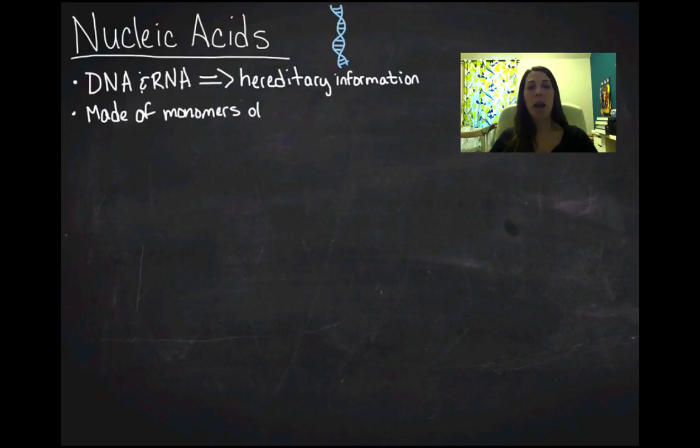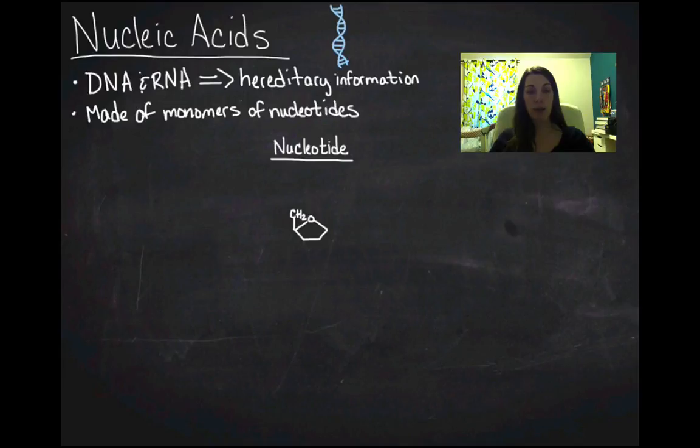And they're made of monomers of nucleotides. All right, so DNA is made up of four nucleotides, adenine, thymine, guanine, and cytosine, and then RNA is made up of A, G, C, and U, and we're going to review that again in a second. So let's look at what a nucleotide is first. A nucleotide is made up of a sugar to start. In DNA, our sugar is deoxyribose, which is a 5-carbon sugar. In RNA, our sugar is ribose.